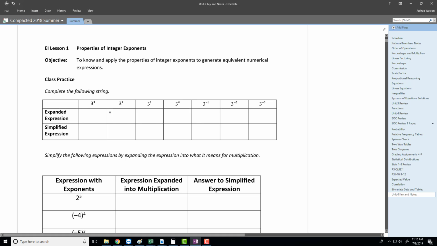Here's some practice. 3 to the third power is 3 times 3 times 3. An exponent is a way to represent repeated multiplication. Because that's really important, I'll say it again. An exponent is a way to represent repeated multiplication. So 3 to the third power means take this bottom part and multiply it together this many times, 3 times.